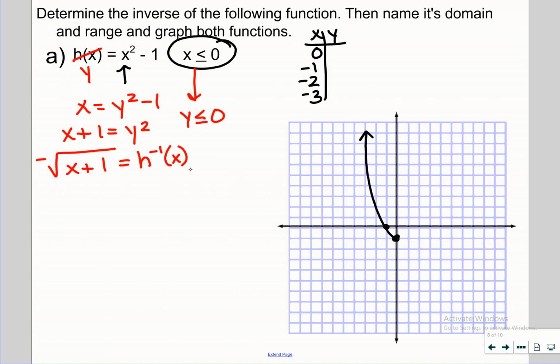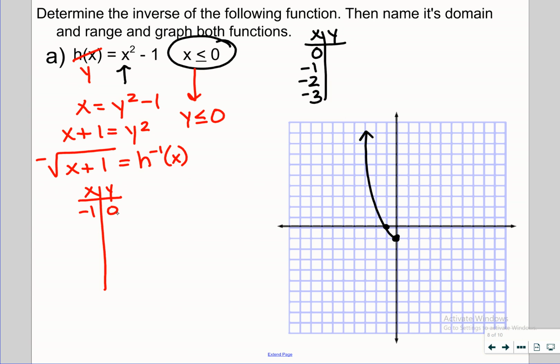Okay. Now we're going to graph that guy. If you're not sure how to graph it, make a table. Square root functions, think about the first number that you would be allowed to plug in. What would give me a 0 under that square root? That would be the first number I'm allowed to plug in. -1. If I plug -1 in, -1 plus 1 gives me 0, square root of 0, 0, make it -0.